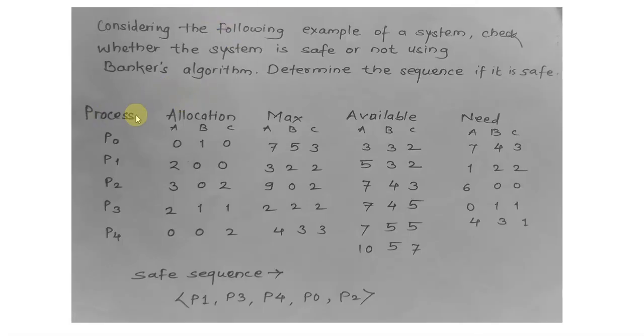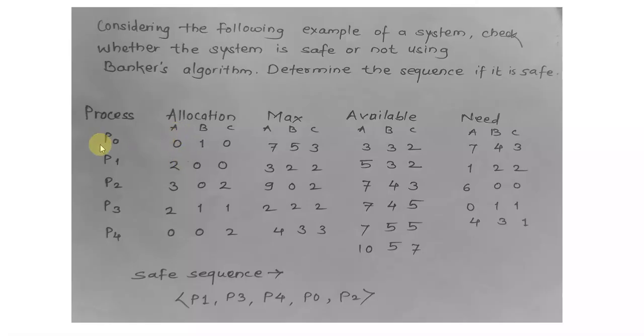Now see, this is the example. What are the given things in the example? The number of processes: here 5 processes are there, from P0 to P4. Now this is the allocation, which we just discussed as the allocation matrix. Here A, B and C are three different resources. Let me consider A is a printer, B is a scanner, and C we can consider as a tape. These are the instances of the resources.